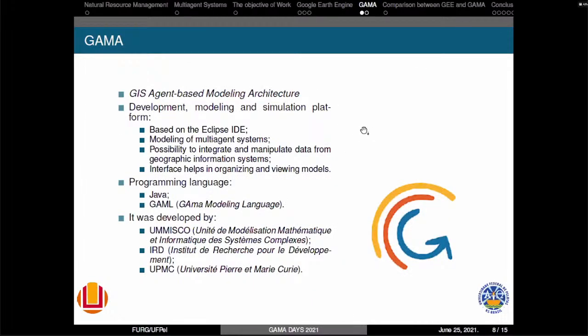Gama is a platform for agent-based modeling, development of models and simulation, which is important for the work. Based on Eclipse, it is good for modeling multi-agent systems. Important aspects for the work: the possibility to integrate and manipulate data from geographic information systems, an interface that helps organize and view models, and the programming languages Java and GAML, the Gama modeling language specific to the Gama platform. Developed by UNESCO, IRD, and UPMC.